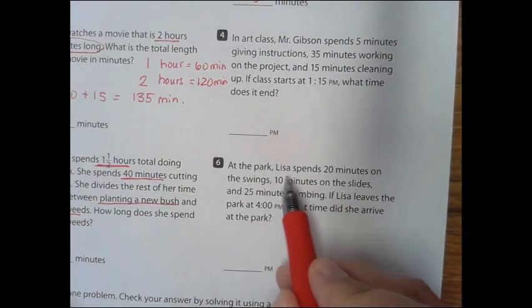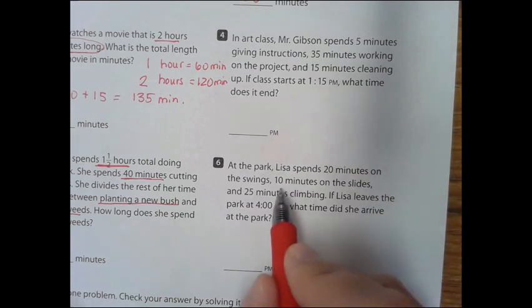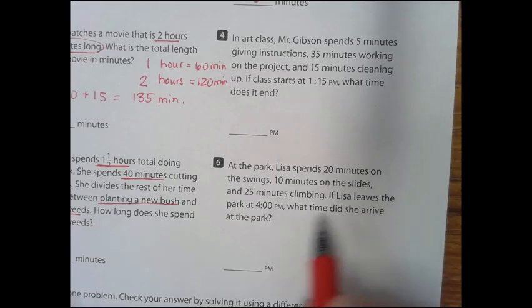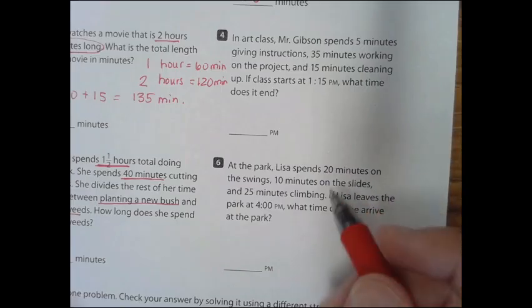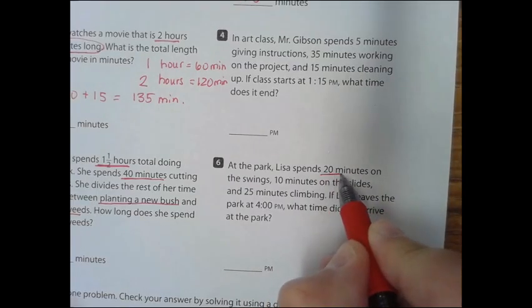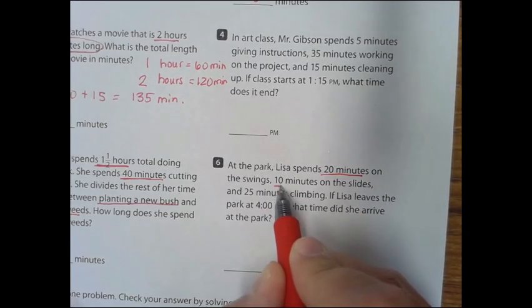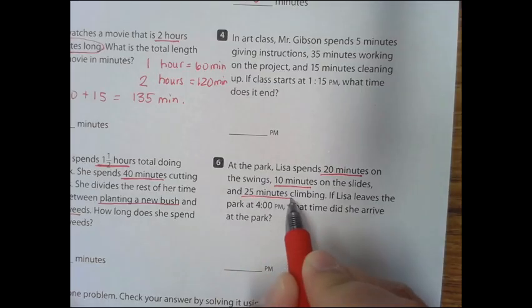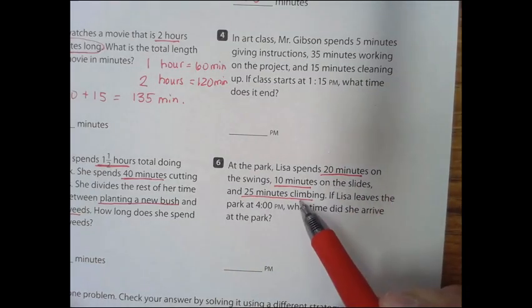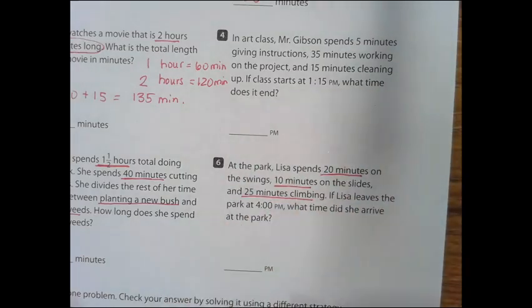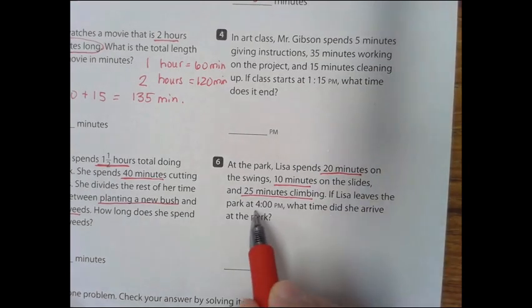At the park, Lisa spends 20 minutes on the swings, 10 minutes on the slides, 25 minutes climbing. If Lisa leaves the park at 4 o'clock, what time did she arrive at the park? Ooh, okay. So you're going to have to figure out how much time she spent at the park first. So I would add 20 minutes on the swings to 10 minutes on the slides to 25 minutes climbing. That's going to give you the total amount of time. Then you have to start at 4 o'clock and work your way backwards, right, to figure out what time did she arrive, because this is the time she left.